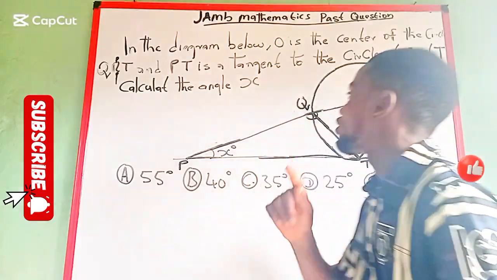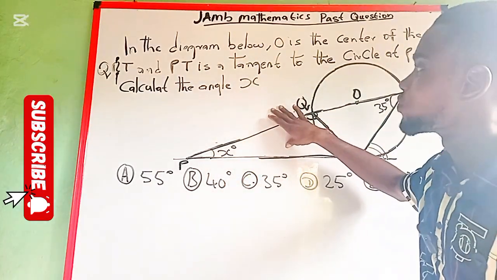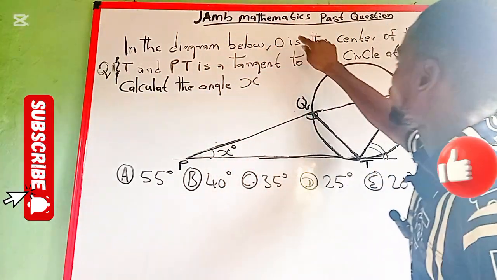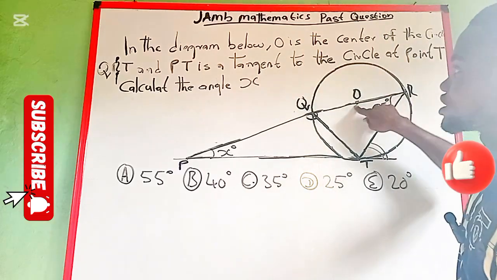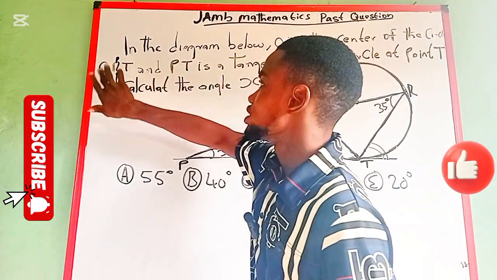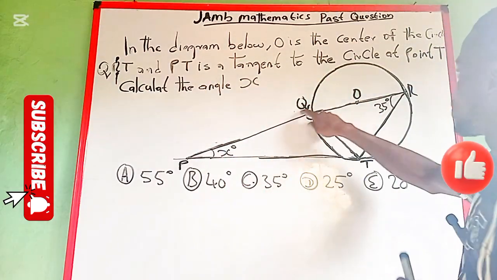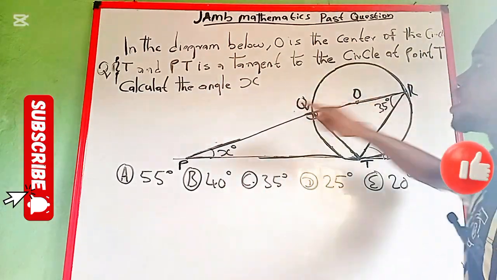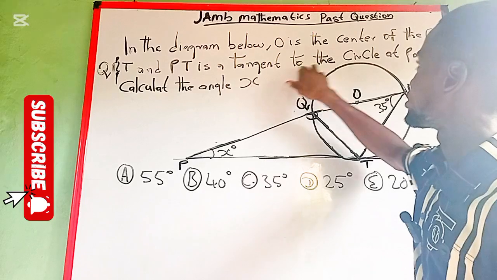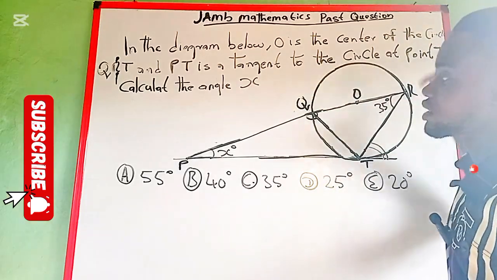Come back again and don't be afraid when you see this type of structure. Let's read together. In the diagram below, O is the center of the circle. This is the center of the circle. QROT, the arrow, any center alphabet is where the angle is located. QROT, so this is the R. And PT is tangent to the circle at point T.